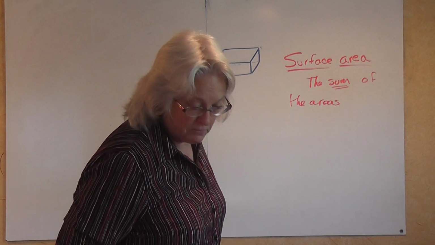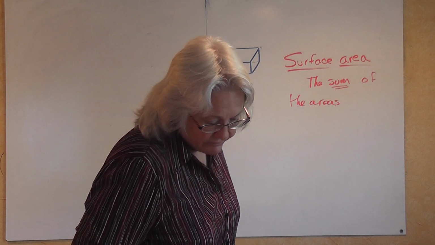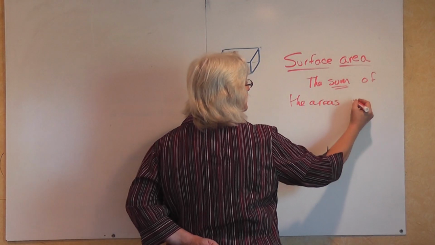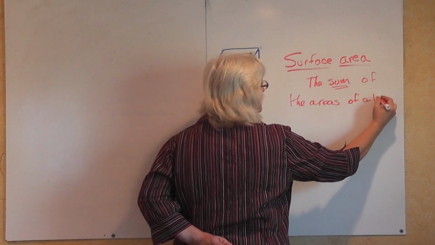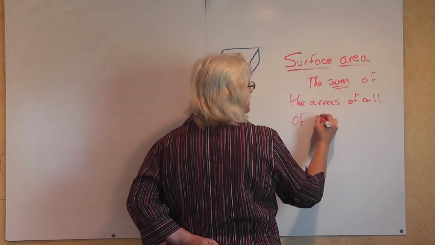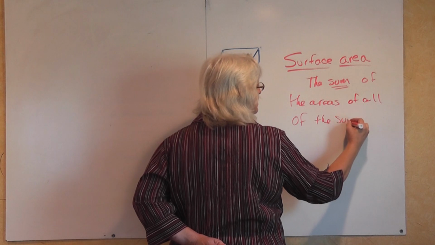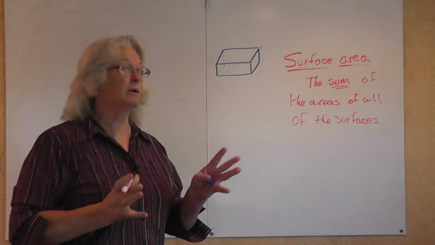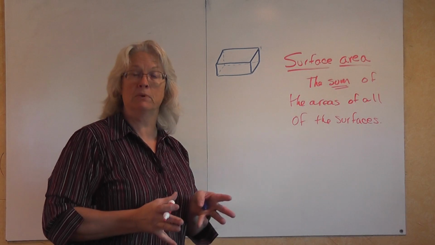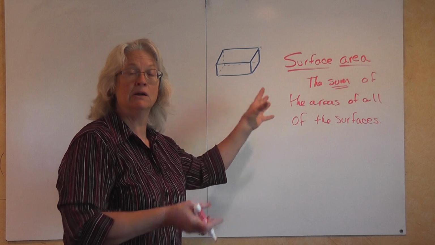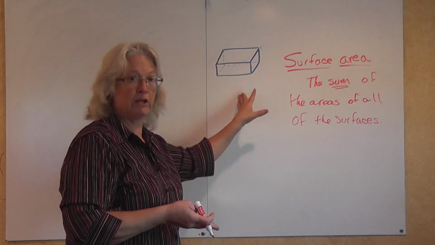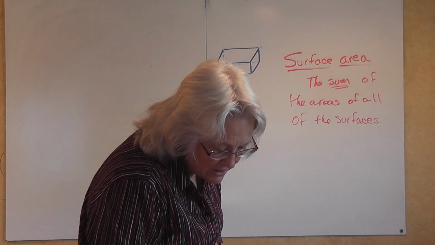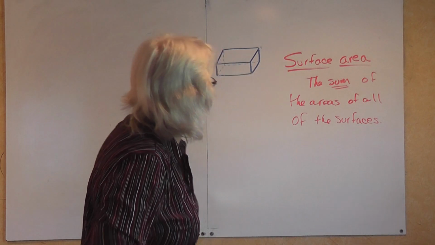The sum of the area of all of its surfaces. Sum of the areas of all of these surfaces. So we're working with this rectangular prism here, and we want to find its surface area. They give us an example in our book that I'm going to copy exactly, with dimensions 9 inches, 4 inches, and 3 inches.